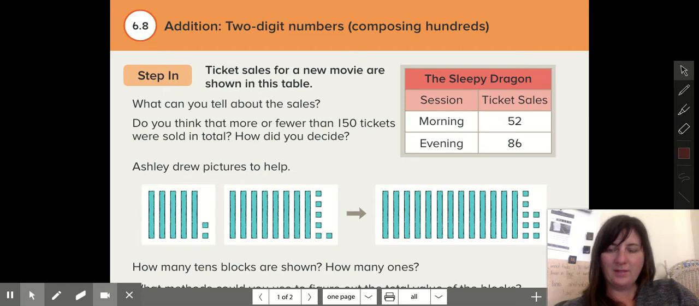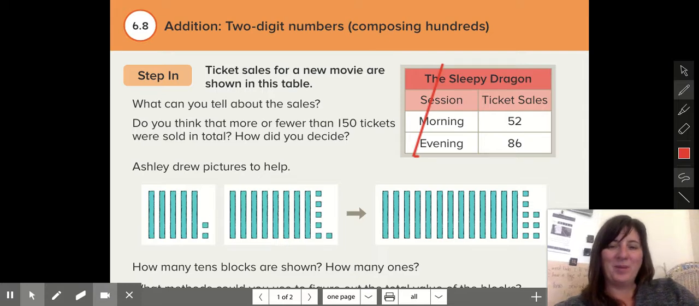Okay, guys, here's lesson 6.8, addition with two-digit numbers composing hundreds. For our step in, ticket sales for a new movie are shown in this table. So here's the table right here. Whoa. The movie's called The Sleepy Dragon, and there's two sessions, one in the morning and one in the evening.